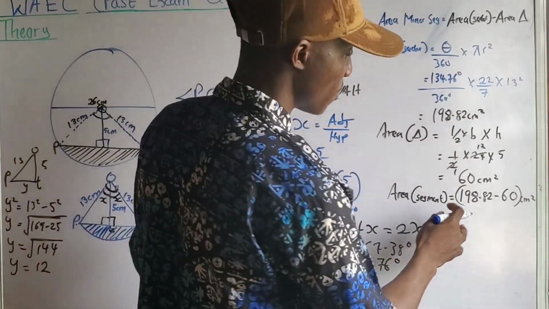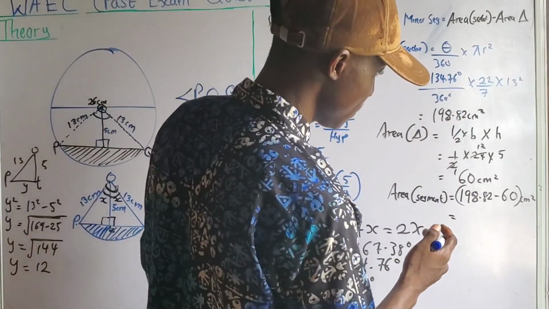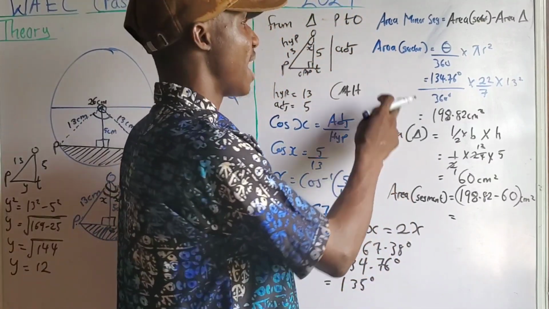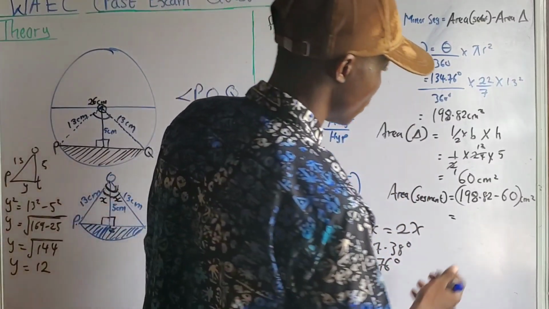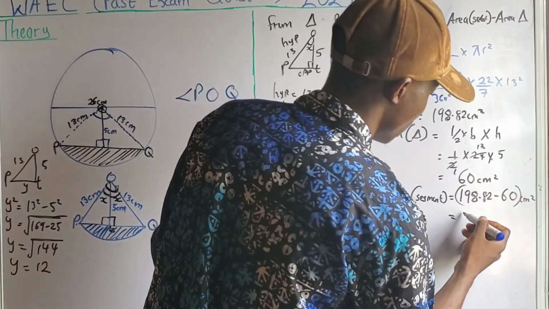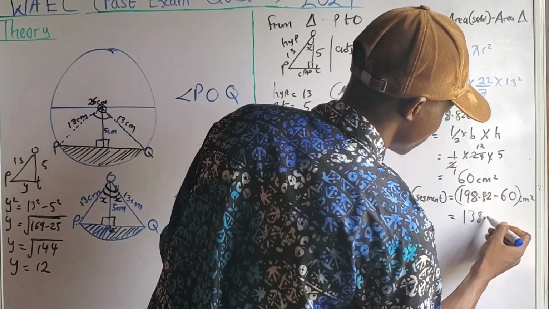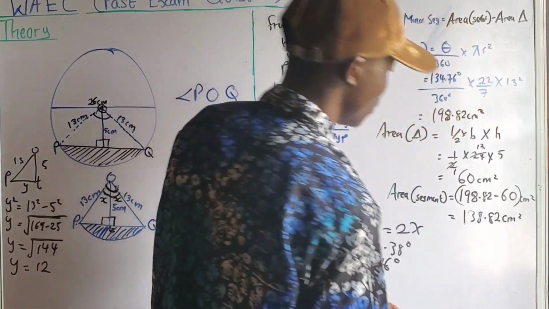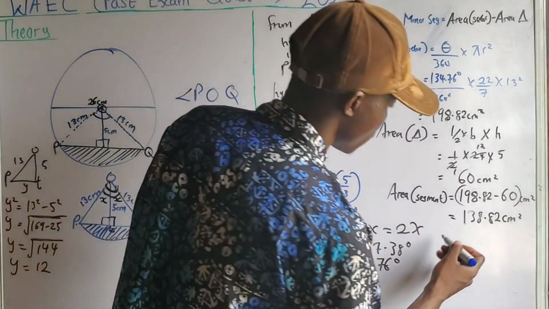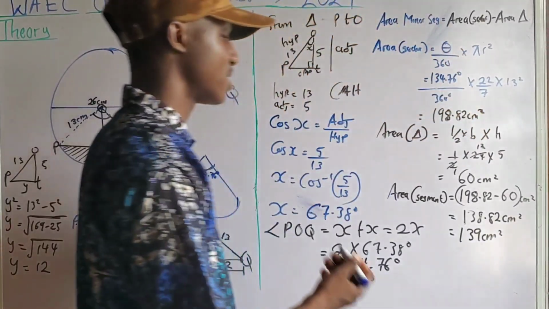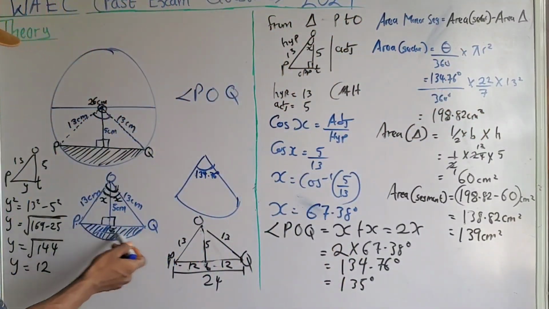Now you can proceed to calculate the area of the segment, which is the difference between the area of the sector and the area of the triangle. So I'm going to have 198.82 minus 60, that is 138.82 centimeter squared. To the nearest whole number, we have 139 centimeter squared. That is the area of the segment, the area that is here.